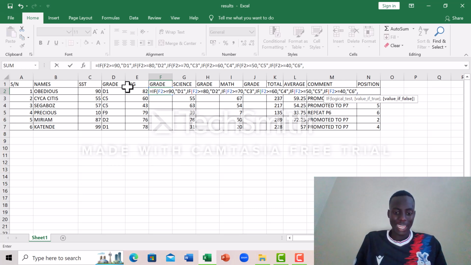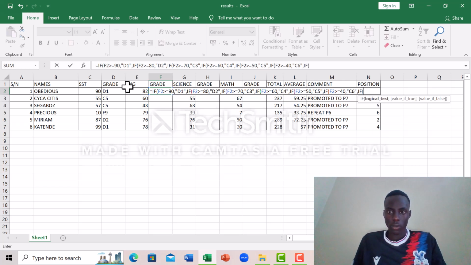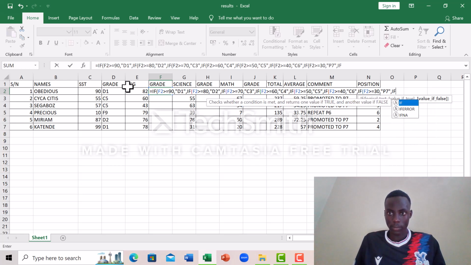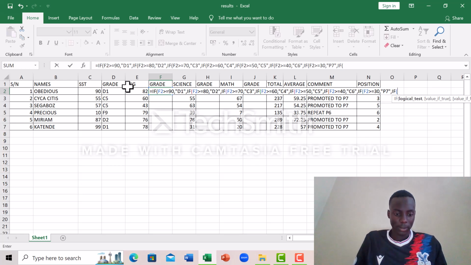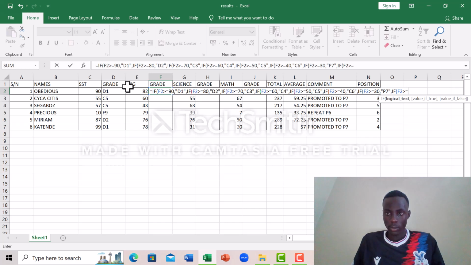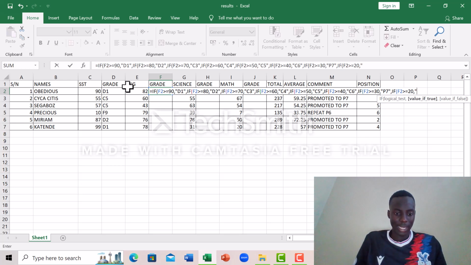The grading is so conducive. We should not forget that if function, if F2 is greater than or equal to 30, comma, quotation marks, then it's supposed to be pass 7, we close our quotation marks, comma, if F2, now we open our bracket, if F2 is greater than or equal to, no, this is now 20, comma, quotation marks, then it's going to be pass 8. I hope you're all seeing the screen. Pass 8.